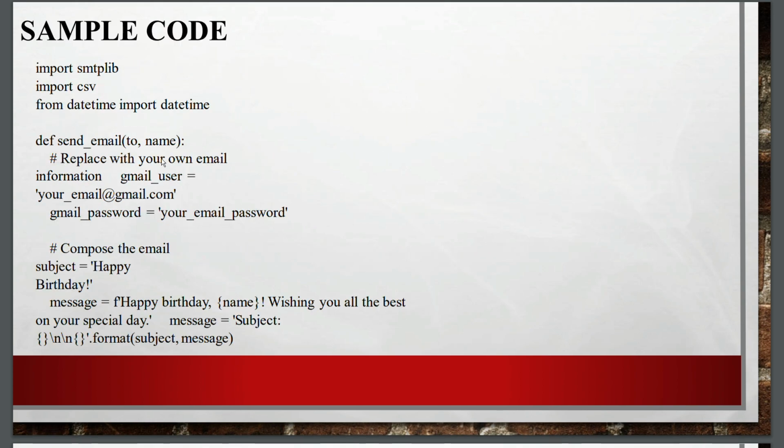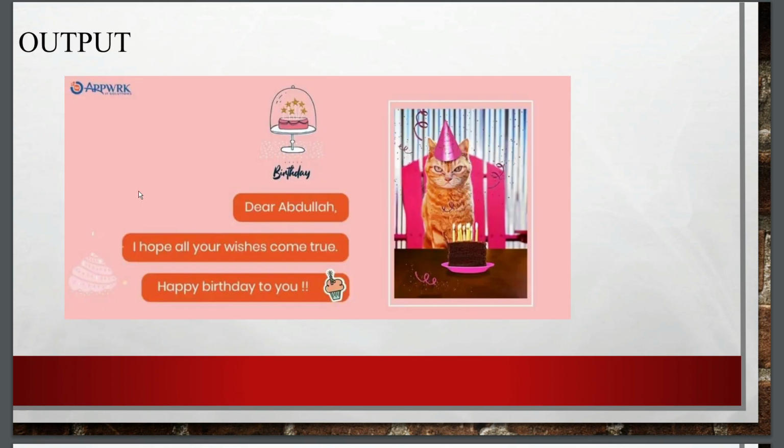So the sample code for this application would be this one as I showed you. You have to import smtplib as you said, and you have to import csv, and then from datetime import date, time. You have to replace with your own email. You have to mention your email here, and then your email password here, and this is how the code works. The output of this would be: dear Abdullah, I hope all your wishes come true, happy birthday to you.